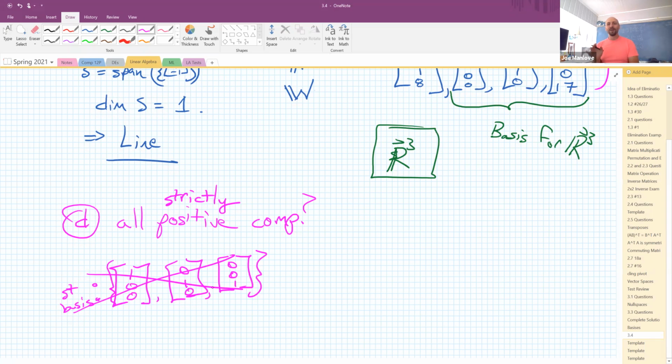So let me think about this geometrically a little bit. I'm just going to look at R2 quick, right? I'm going to smash a dimension out of this thing so I can look at it. I'm wondering, is there a way for me to avoid those, my standard basis? I'm not allowed to use those. So I just need two vectors that are linearly independent in R2 with all positive components.